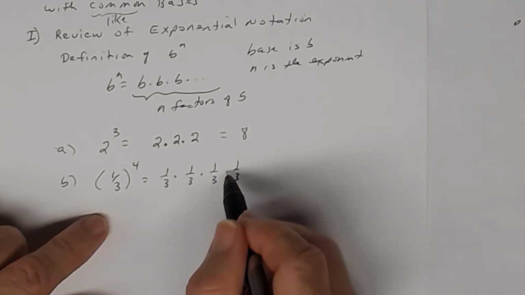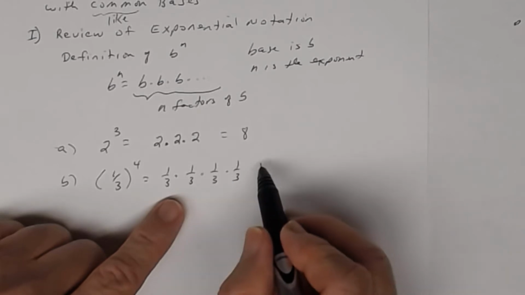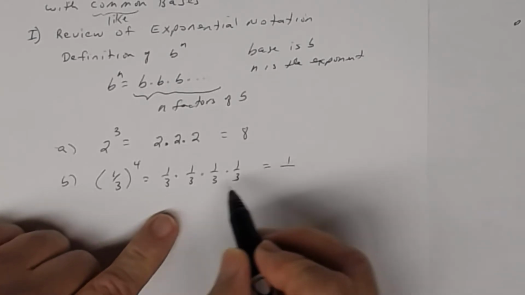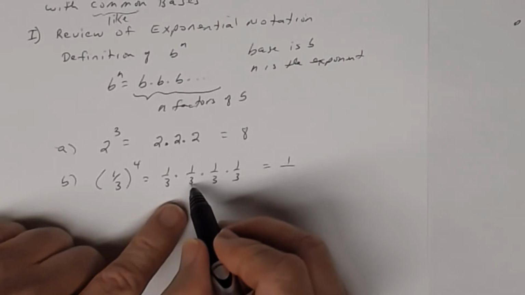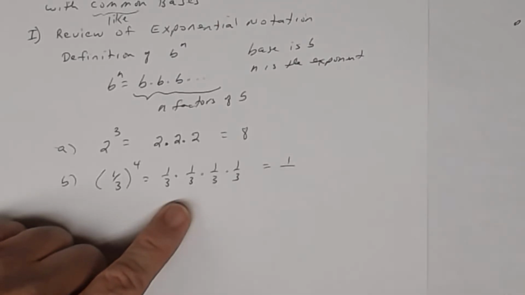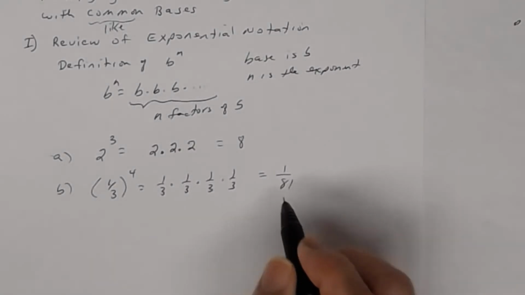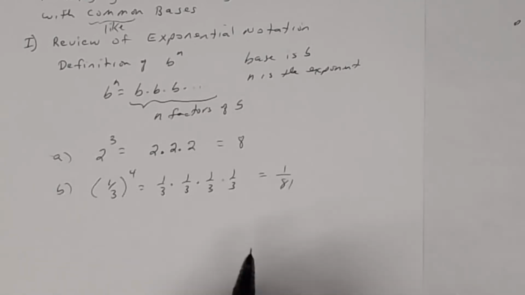These are all multiplication symbols. When I multiply this out, in the numerator you have 1 times 1 times 1 times 1, which is 1. In the denominator, 3 times 3 is 9, 9 times 3 is 27, and 27 times 3 is 81. So 1/3 to the 4th power is equal to 1/81.